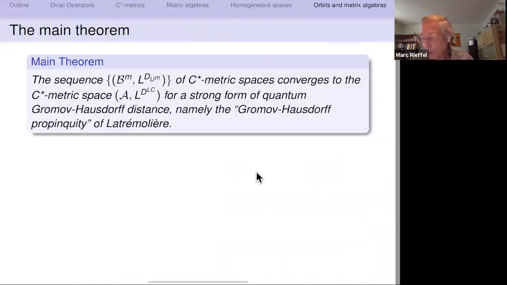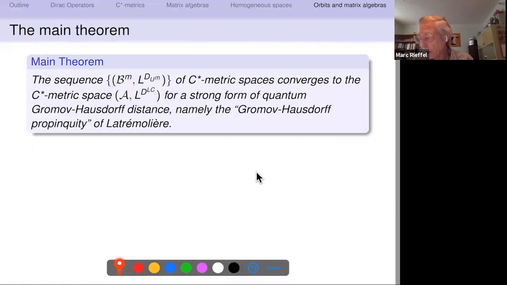And then our main theorem is that this sequence of matrix algebras with their C star metrics, so these are C star metric spaces, converge to the C star metric space A, with its usual metric from the Dirac operator, for a quite strong form of quantum Gromov-Hausdorff distance. There are various definitions that have been given, namely the Gromov-Hausdorff propinquity of Latrémolière. That's probably not familiar to most of you.